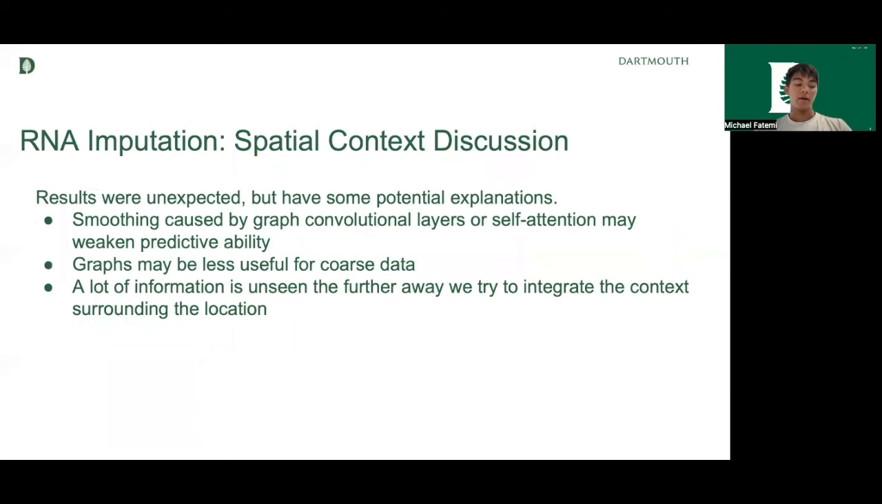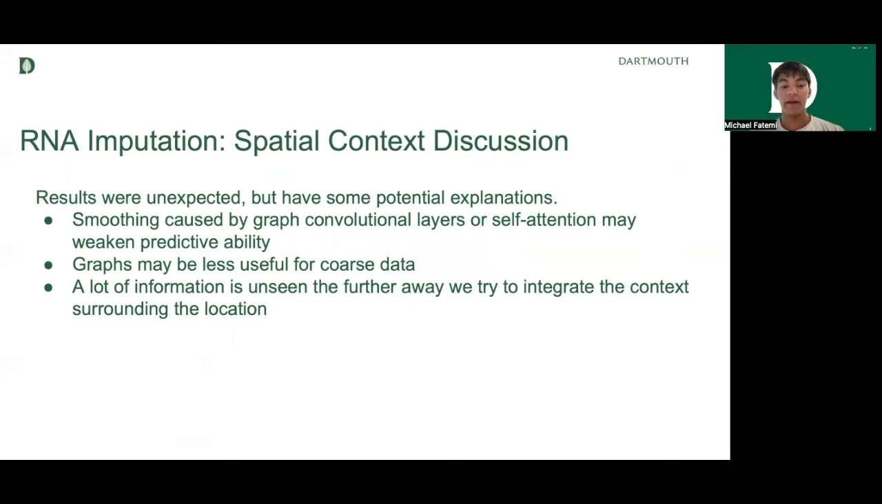One of them is that the gene expression data is not very smooth, which means that the smoothing caused by graph convolutional layers or self-attention in general may weaken the predictive ability of the model. In addition, graphs may be less useful for coarse data, which just means that the data might be less smooth than we thought it was.